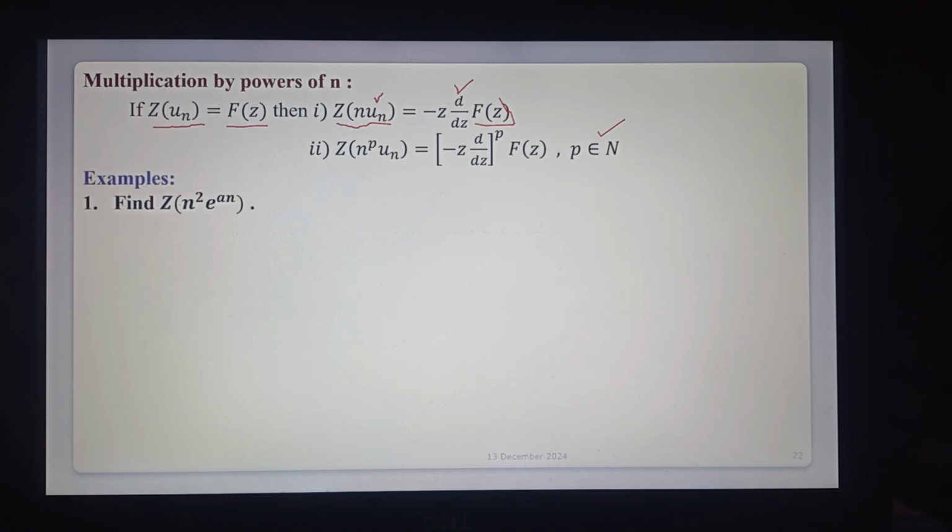See the example here. The Z transform of n square into e^(an). Here u(n) is equal to e^(an), with multiplication by n square.